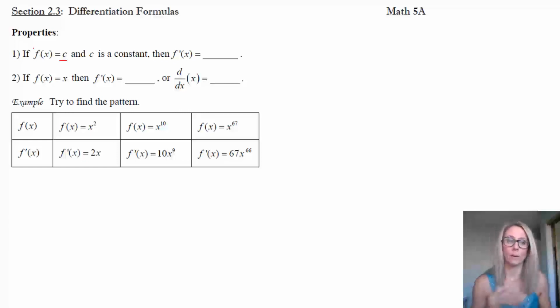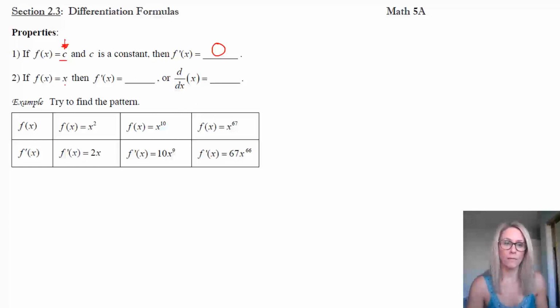So when we look at some of the basic properties here, if f of x is c, c being a constant, then the derivative of a constant... remember that if a function is a constant, it's just a horizontal line, and the slope of a horizontal line is just 0. So the derivative of any constant is 0.